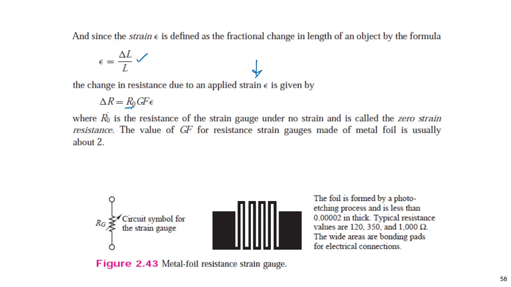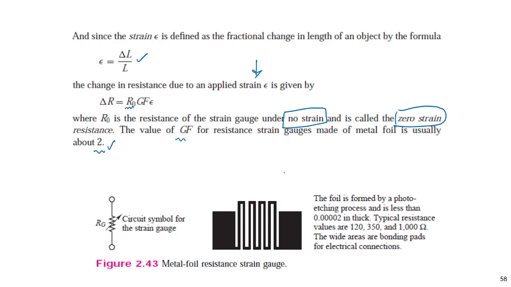So R0 is the resistance of the strain gauge under no force, right? No strain, because zero strain is just no force applied to this sensor. And the value of GF for a resistance strain gauge made of metal foil is usually about 2. It's a constant variable, right? Of each case is a constant variable.